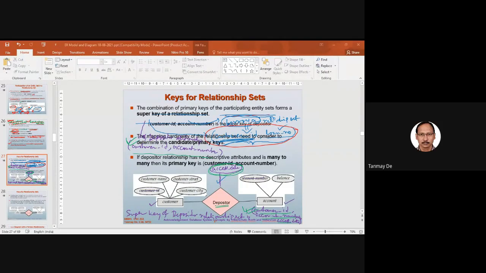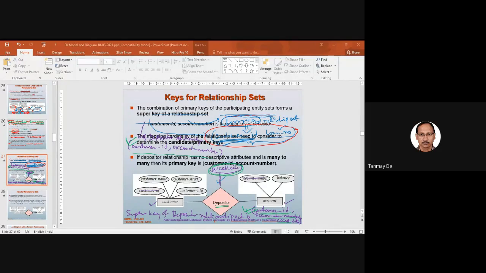That is basically, which one is the primary key? That depends. The super key is the combination of customer ID and account number. Now, which one is the primary key of the depositor? To decide that, we need to consult the mapping cardinality. The mapping cardinality of the depositor is many to many.